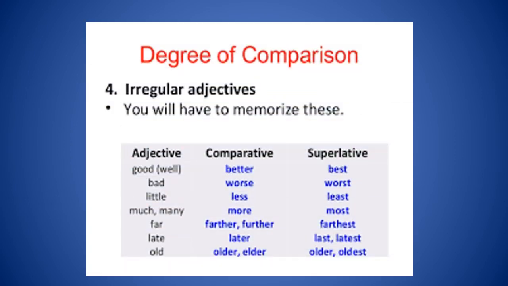Here is the chart of irregular adjectives. And the words are good, better, best, bad, worse, worst, little, less, least, much, more, most, far, farther, farthest, late, later, latest, old, older, oldest. Students, I am again telling you that don't write or memorize these adjectives. These are just for your guidance.